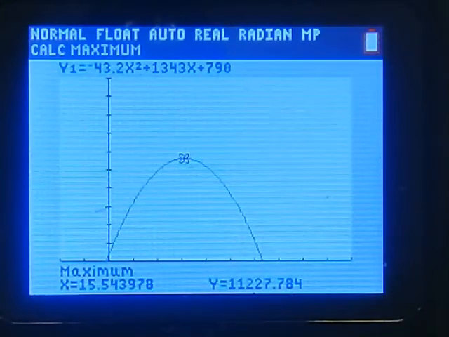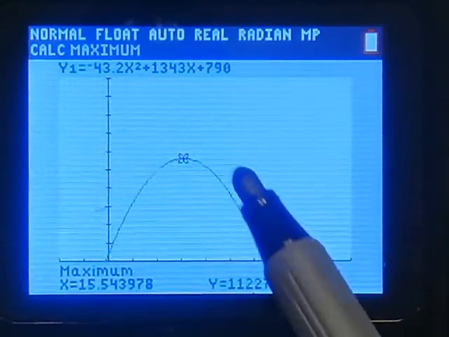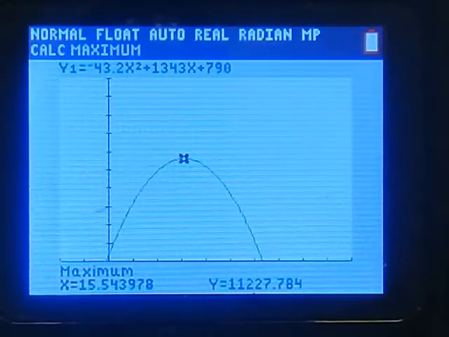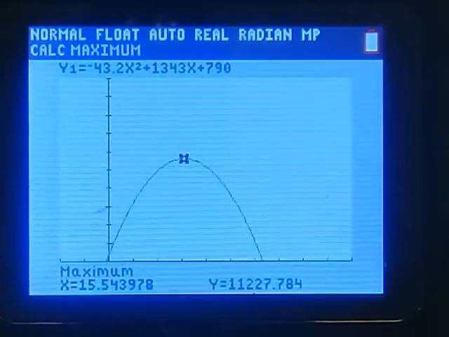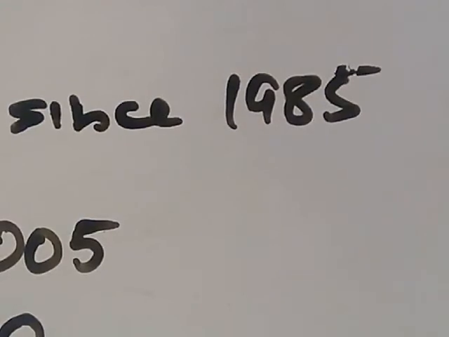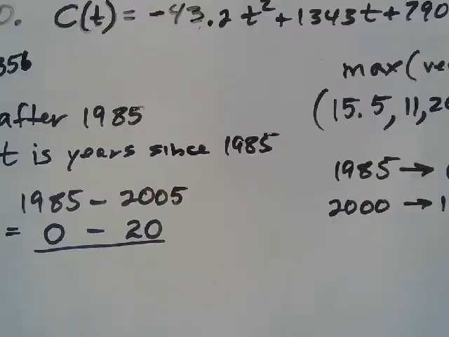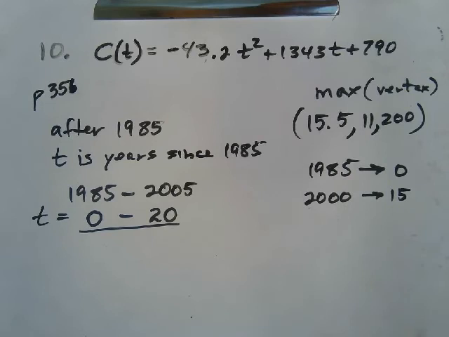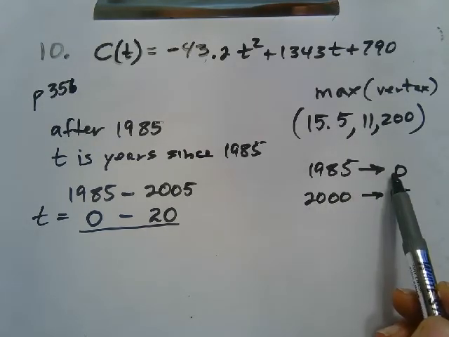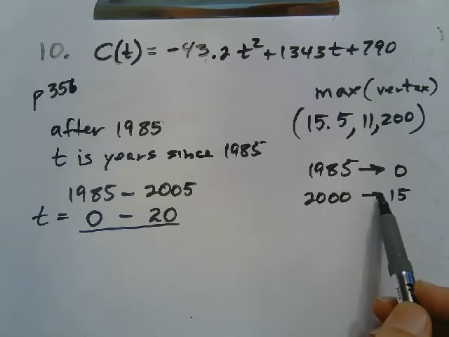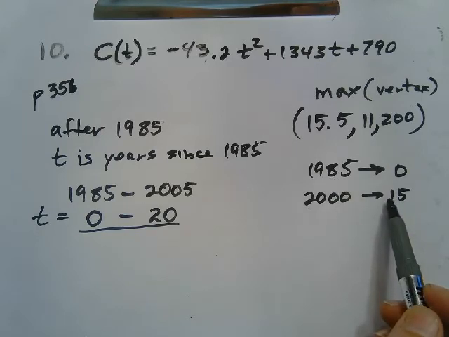So question 11 asks, describe the turning points. Well, the vertex is at 15.5, 11,200. Okay, let's take a look at what that looks like on your, I write those numbers down. Okay, so we had a max at year 15. That's 1985 is year 0. So the year 2000 is about year 15.